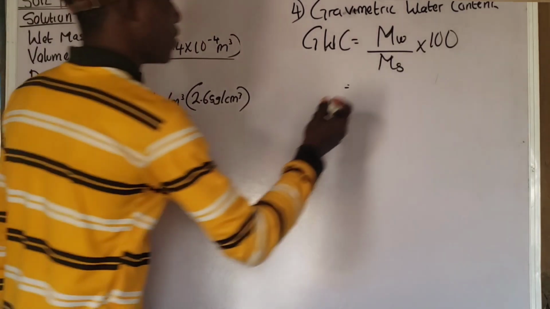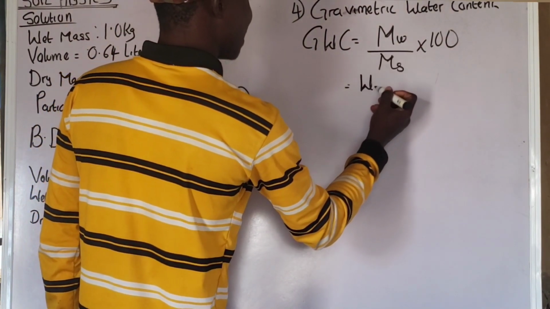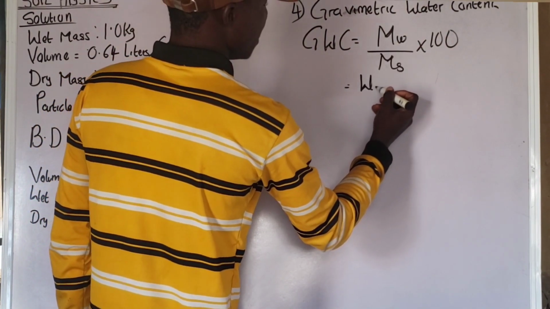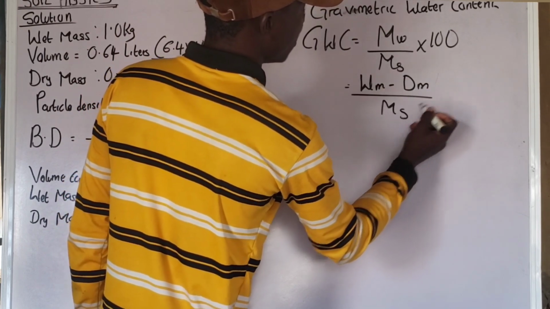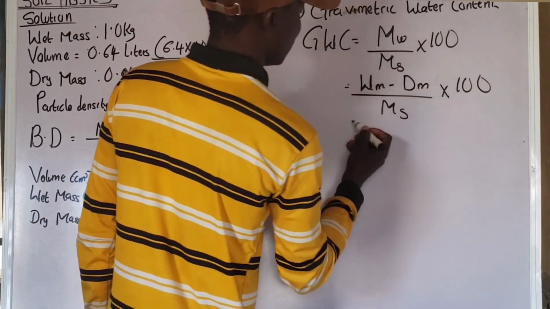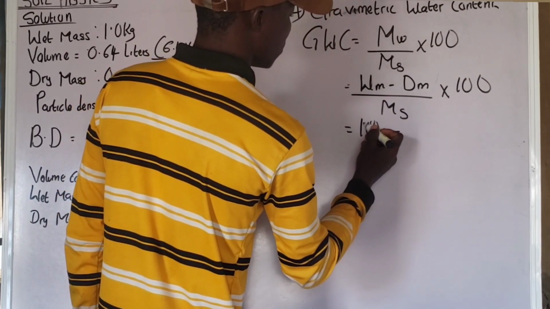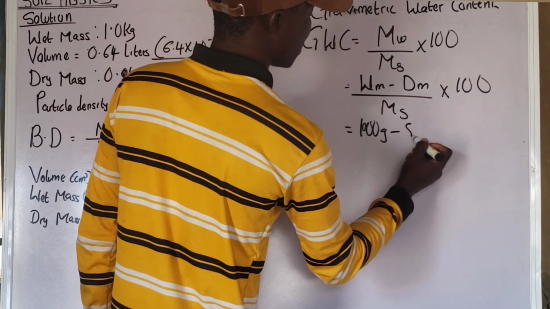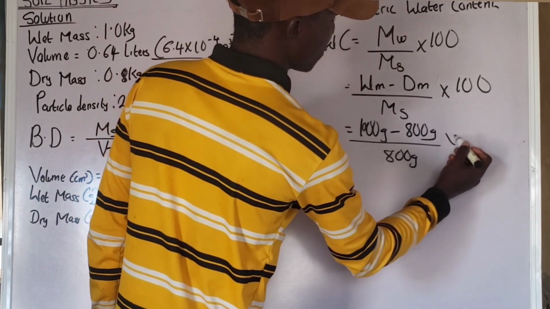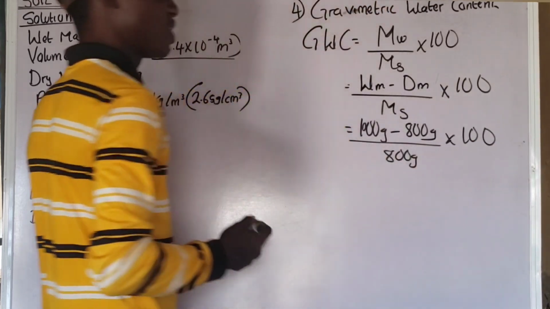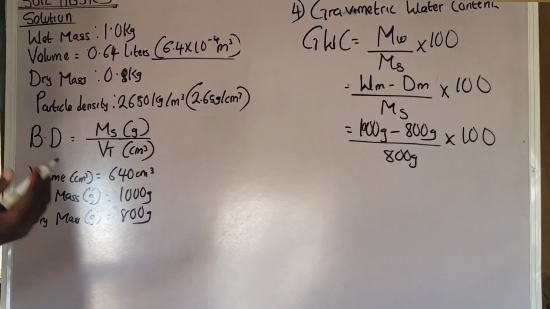You understand? So, for this, I'm going to have the gravimetric water content as the wet mass minus the dry mass all over the mass of the soil multiplied by 100. So the wet mass is 1000 gram minus the dry mass, which is 800 gram, all over the mass of the soil, which is 800 gram, multiplied by 100. If you understand, listen to the explanation again, okay? The difference between these gives the mass of the water in gram.